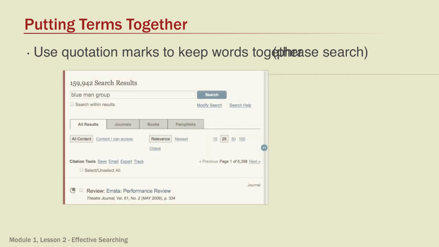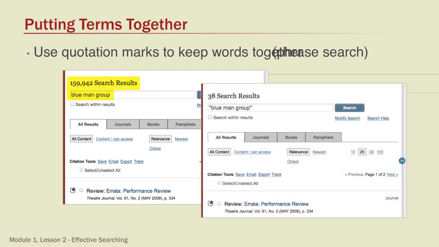If you're researching the theatrical group Blue Man Group, a keyword search for Blue Man Group will retrieve any article where these three words appear, even if they are separated by other words or are out of order. On the other hand, a phrase search for "Blue Man Group" in quotation marks will retrieve only articles where the words appear together in that order. The second group of search results is much smaller and easier to review.